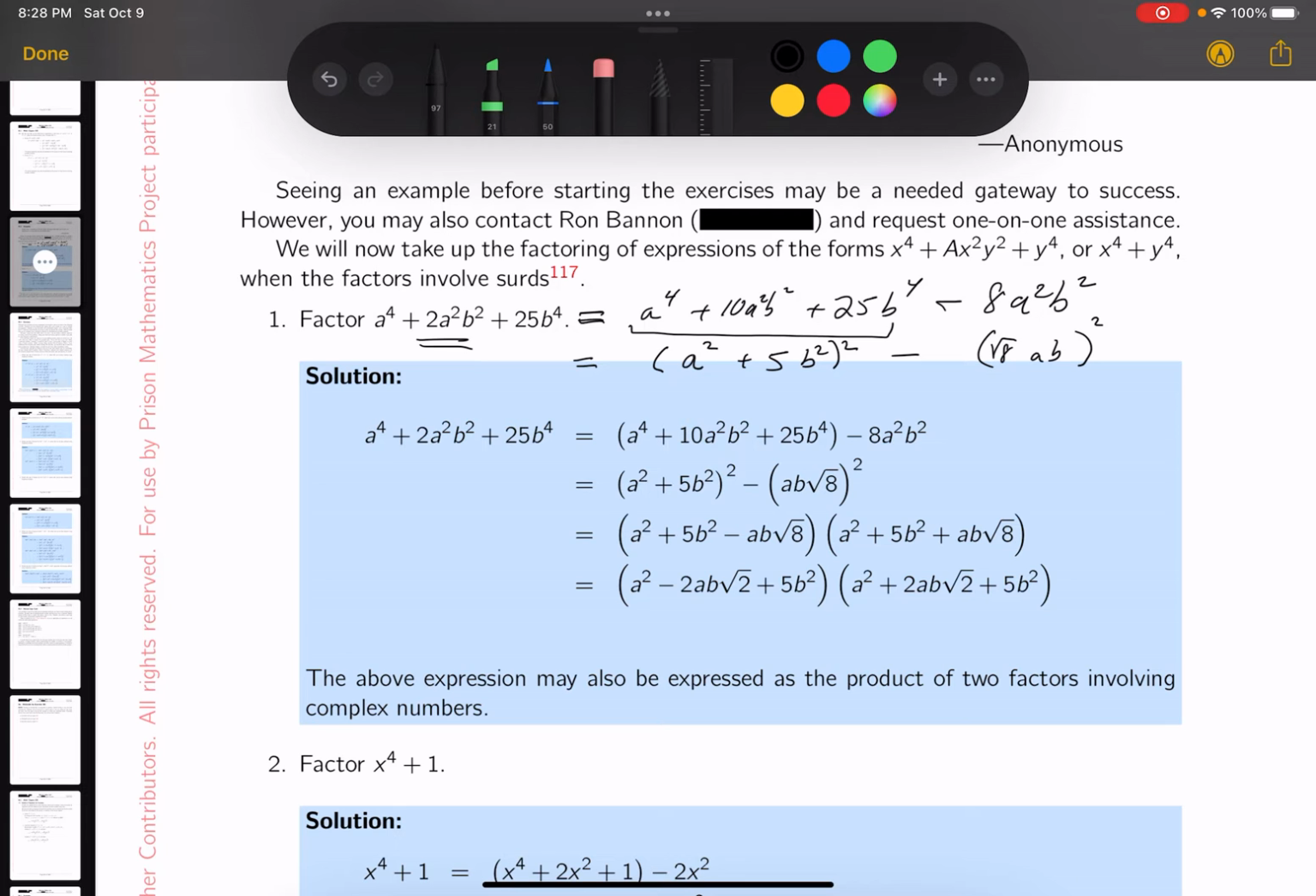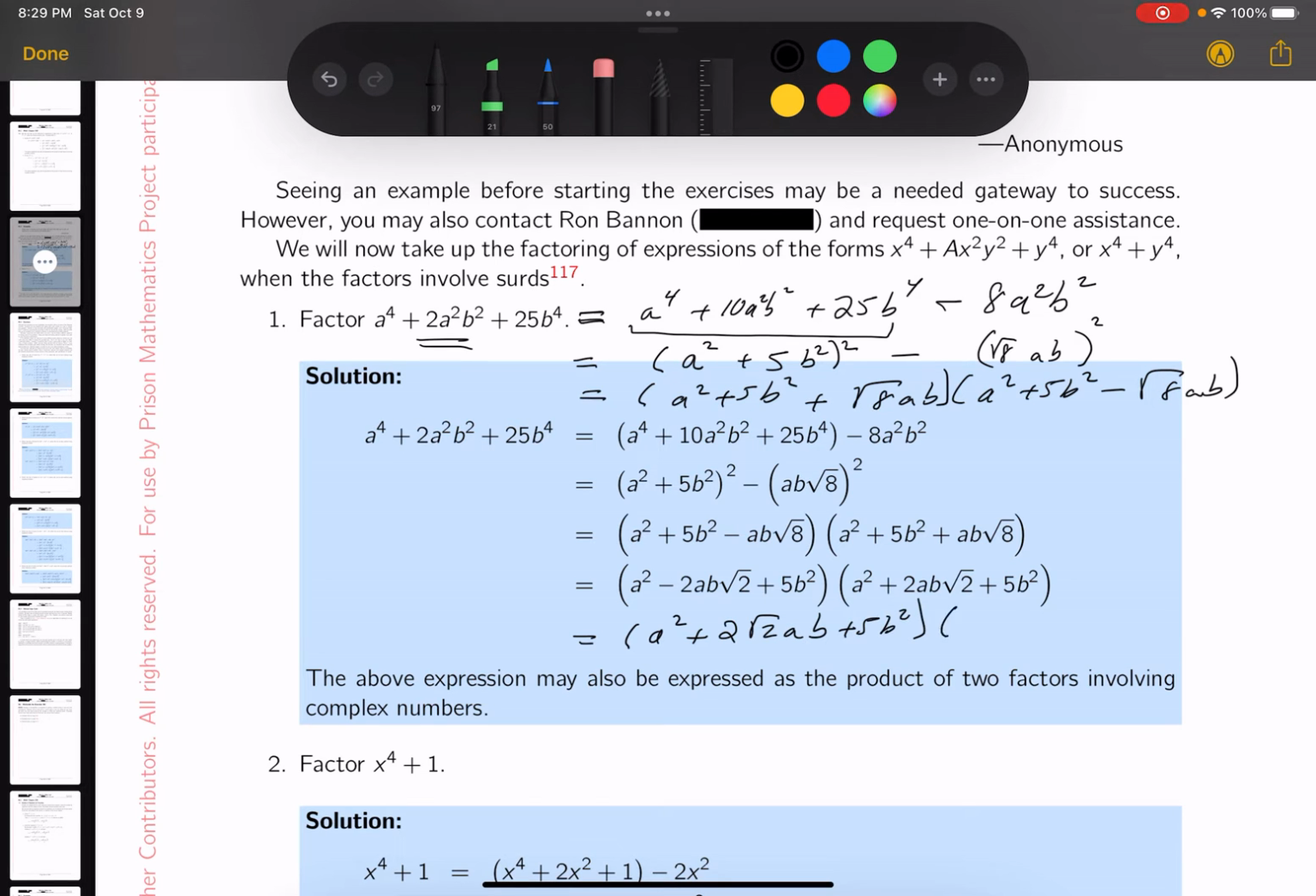And now I can actually factor this. What would it factor to? Let's write this down. It would be a squared plus 5b squared plus the root of 8 ab, times a squared plus 5b squared minus the root of 8 ab. I'm going to clean this up a tiny little bit, putting it in order of descending powers of a. I'll write the first one down. It's going to be a squared plus, well, the root of 8 is actually 2 root 2, ab, and then plus 5b squared.